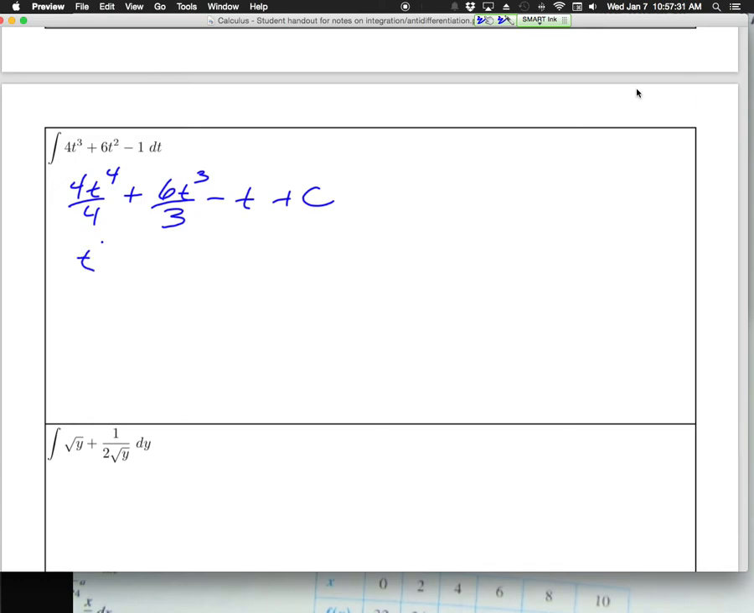So I'll clean it up. I get t to the fourth plus 2t to the third minus t plus c. Right? So if I take the derivative of t to the fourth, that gives me 4t cubed. Take the derivative of 2t to the third, gives me 6t squared. Derivative of a negative t gives me a negative 1. Derivative of a constant is 0. So that tells me we did it correctly.